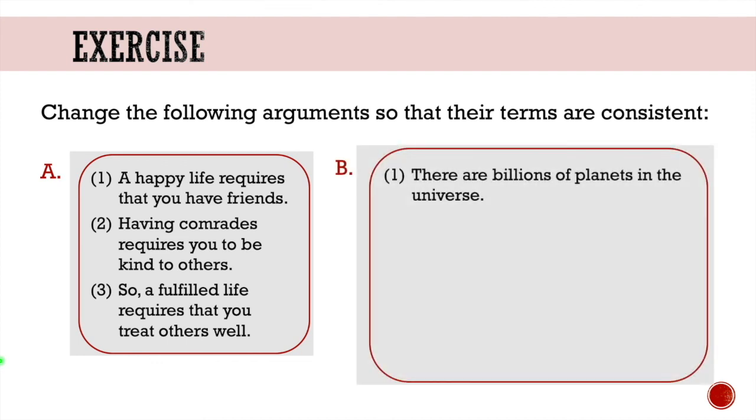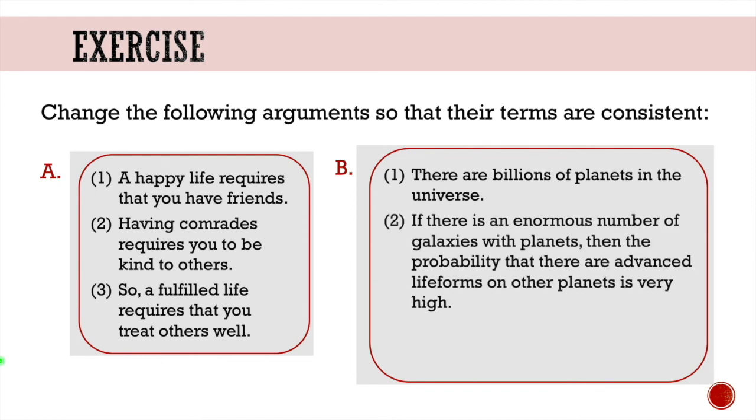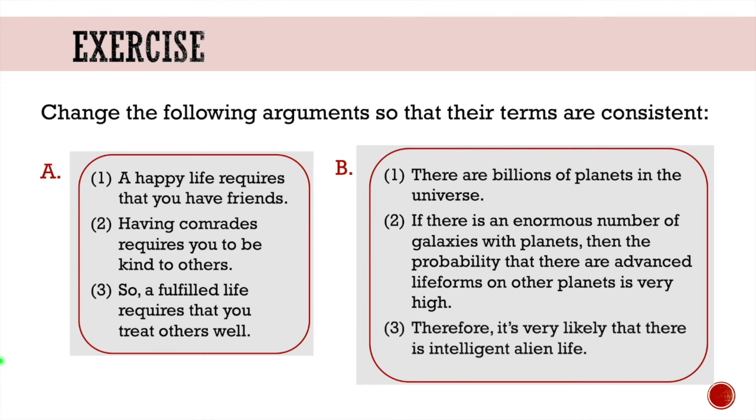Second argument. The first premise says there are billions of planets in the universe. Premise 2. If there is an enormous number of galaxies with planets, then the probability that there are advanced life forms on other planets is very high. Conclusion, therefore, it's very likely that there is intelligent alien life.